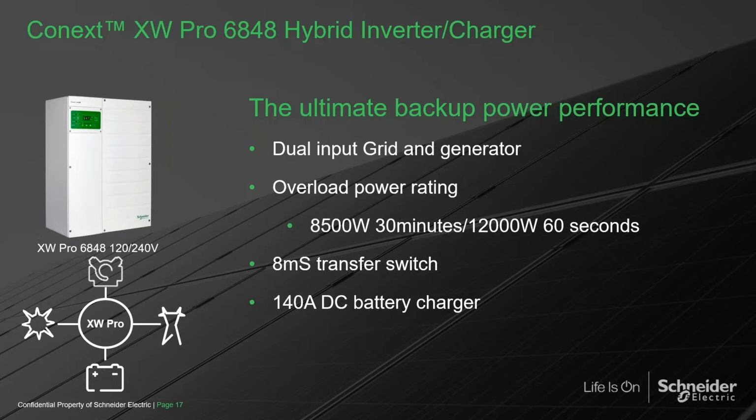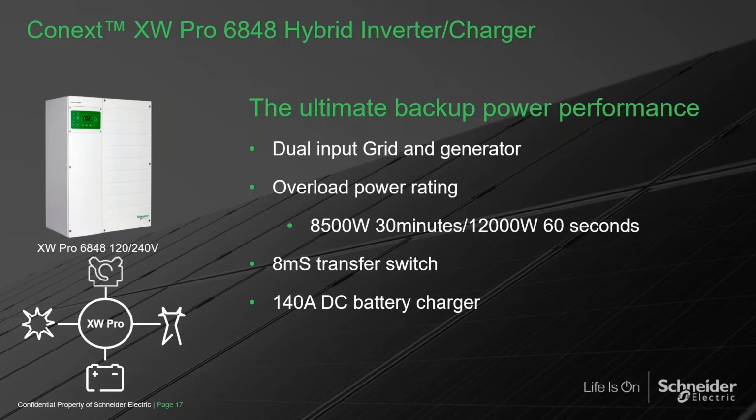So although this inverter is 6,800 watts continuous power at 25 degrees C or 77 Fahrenheit, it has the capability of surging up to 8,500 watts for 30 minutes and as much as 12,000 watts for 60 seconds. This is actually really handy when you have motor loads such as pumps and compressors. These loads require a high current to get started, not for very long, but you also have to calculate that.